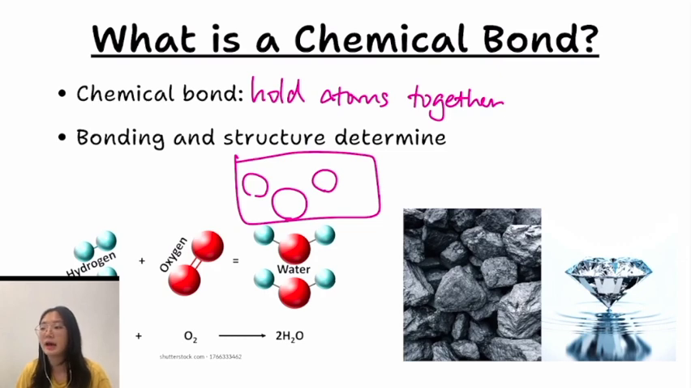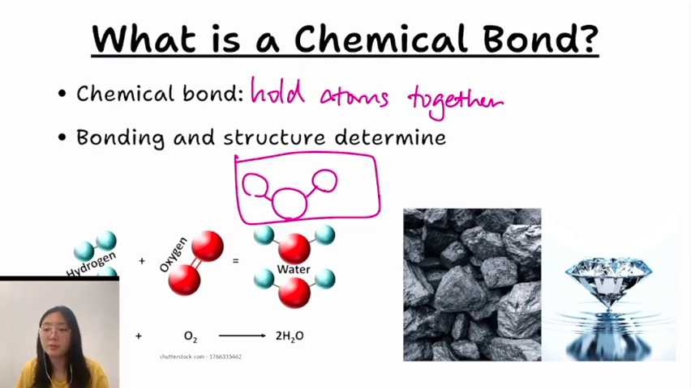If you only have two hydrogen atoms and one oxygen atom, but no bonds between them, they do not behave as water. We don't call them water. We just call them three separate atoms. So we need to use chemical bonds to connect these atoms together, and then these three atoms behave as one single unit called water.